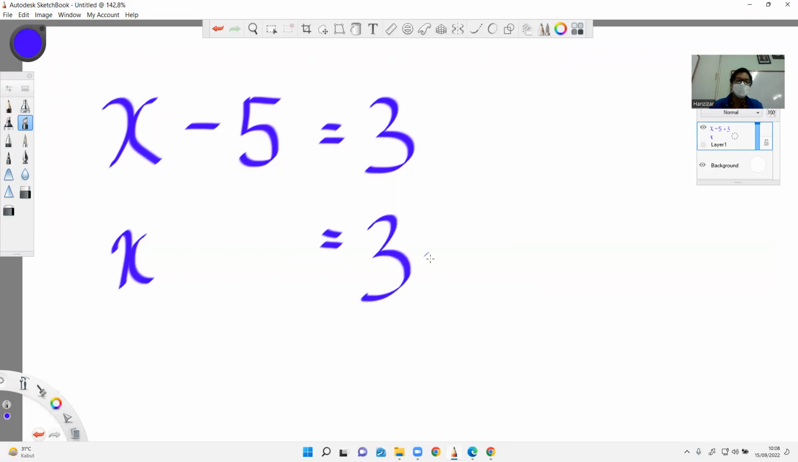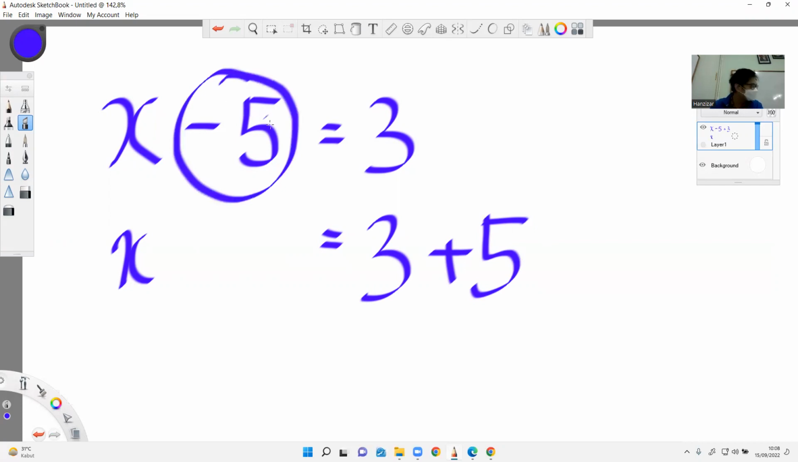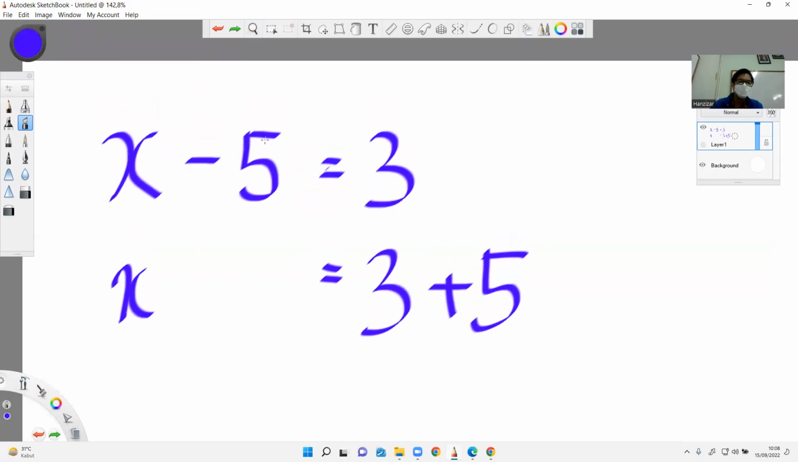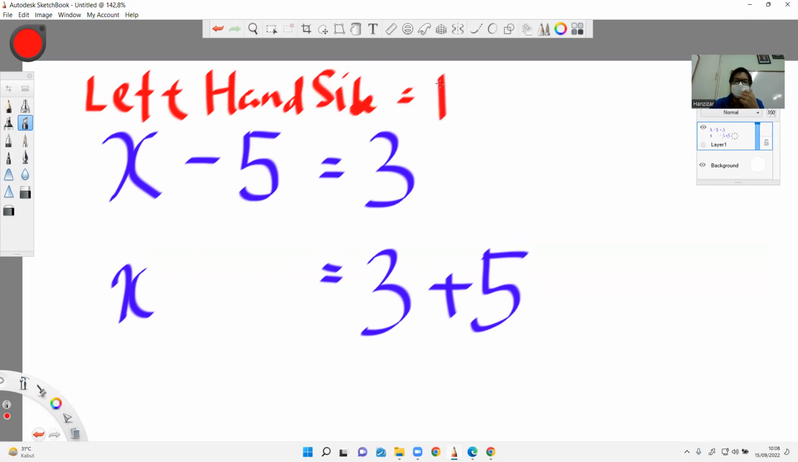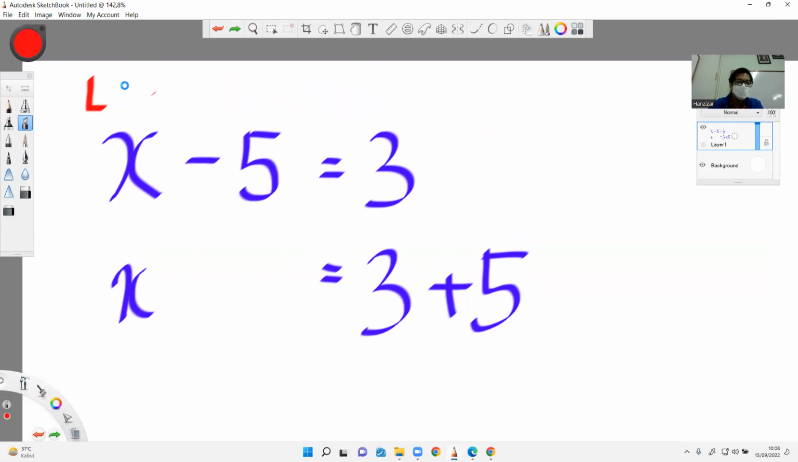3 plus 5. How can you do plus 5 here? Because we have the 5 on the left hand side, right? This is what I call the left hand side, and the right side will be the right hand side. Okay, so I just make it simple: LHS and RHS. I just show you the simple way in order to solve this problem.